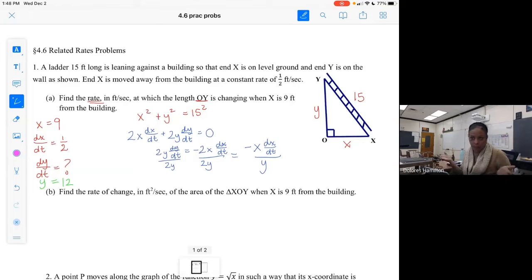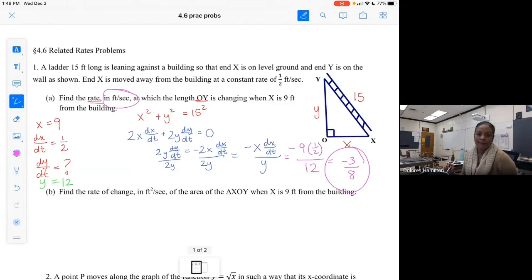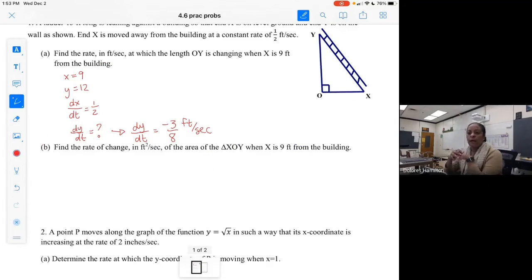Now I can plug in all of my information. So I can plug in 9 for x, 1/2 for dx/dt, and 12 for y. And since it said, find your rate in feet per second, it's okay if I leave my answer as -3/8. Let's take a quick minute just to talk about what that actually means in part A.